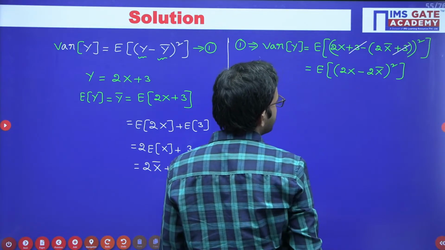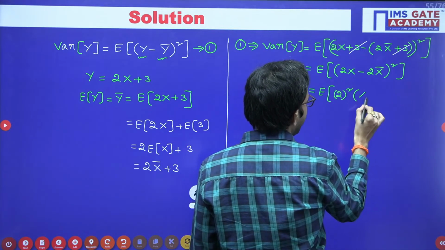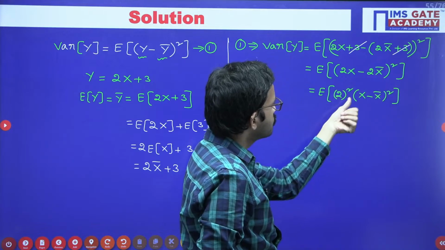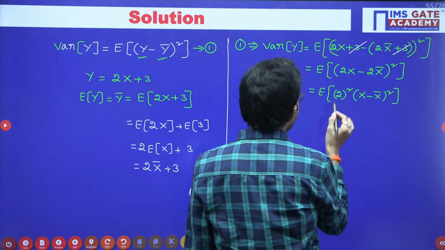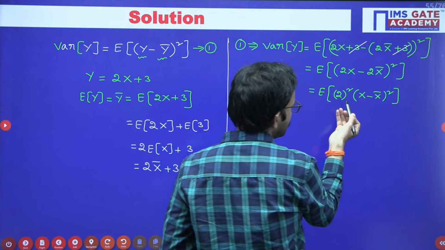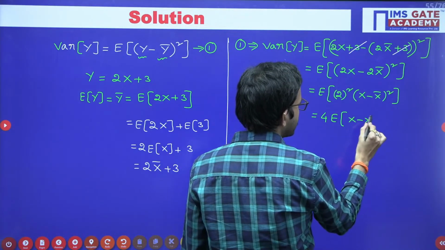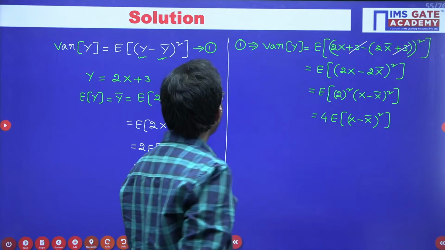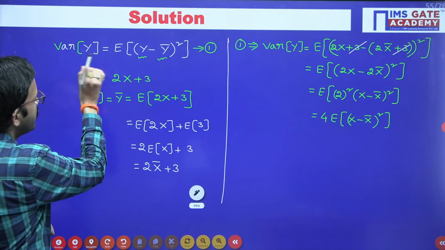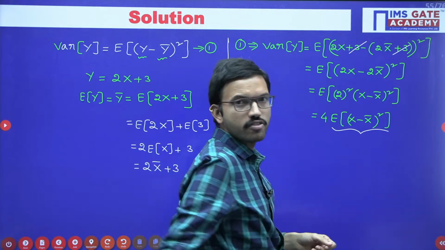From these two terms you can take 2 as common, so you have 2 square into x minus x bar whole square. Just like 2 was a constant we kept outside the expectation, similarly 2 square is a constant, so we keep it outside the expectation operator. 2 square is nothing but 4 into expectation of x minus x bar whole square. Carefully observe: expectation of y minus y bar whole square is nothing but variance of y. Similarly, expectation of x minus x bar whole square is variance of x. Yes or no?